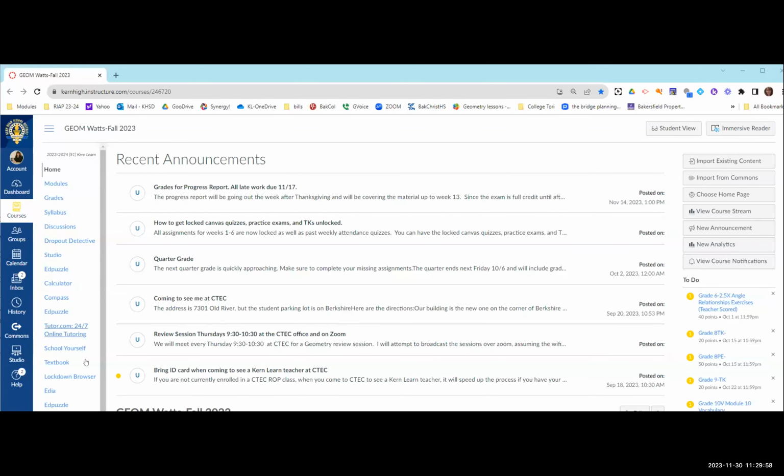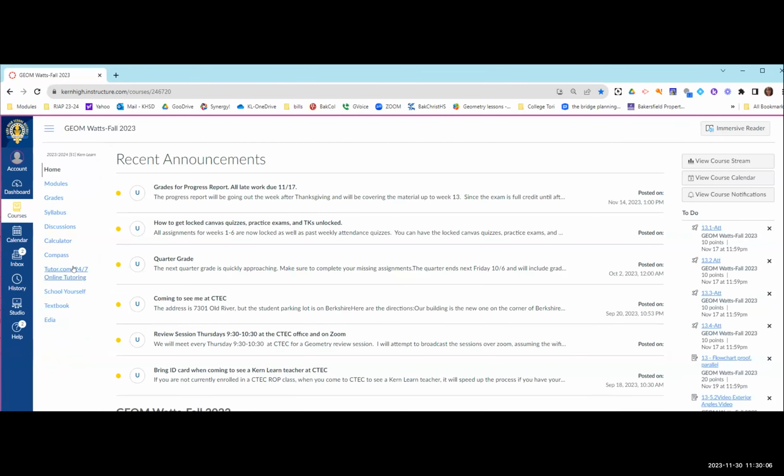How do you get onto the website? You go to right here. Yeah, can you see it? It's on the left-hand side, even if you're in student view. It's right here. Click right there and that'll take you to it.